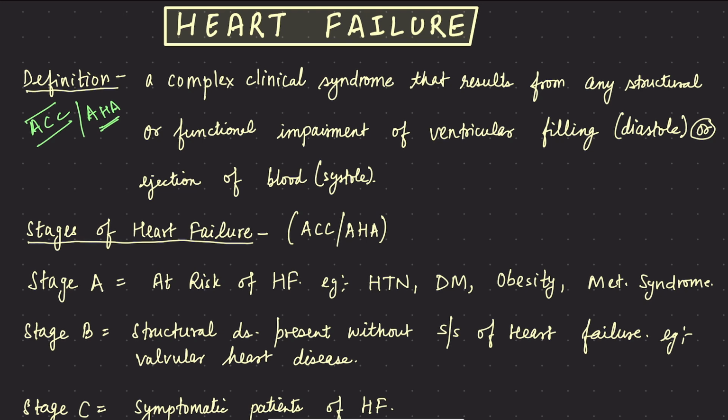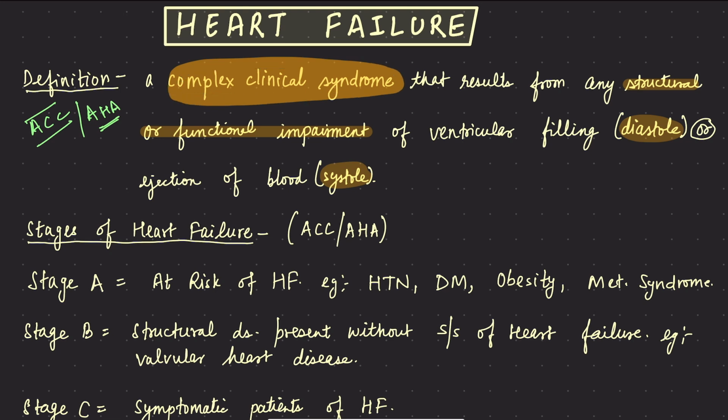Here, basically, there are three components of this definition. The first is that any structural or functional impairment of ventricular filling, that is diastole, or ejection of blood, or systole. Third is it is a complex clinical syndrome. It is not one thing. It is a syndrome. There are various signs and symptoms in this clinical entity. So it is a complex clinical syndrome resulting from structural or functional impairment of ventricular filling, that is diastole, or ejection of blood, that is systole.